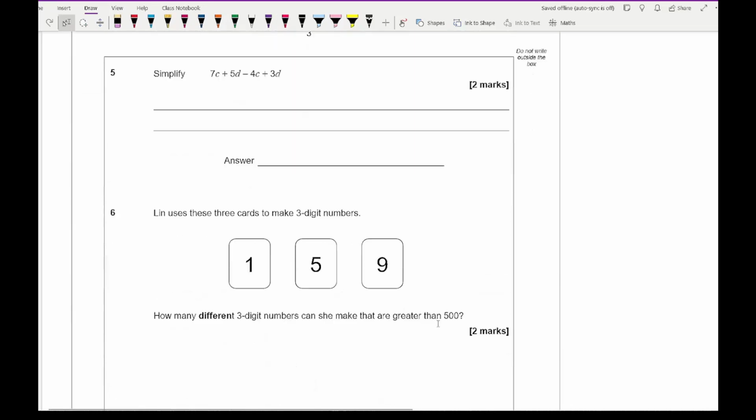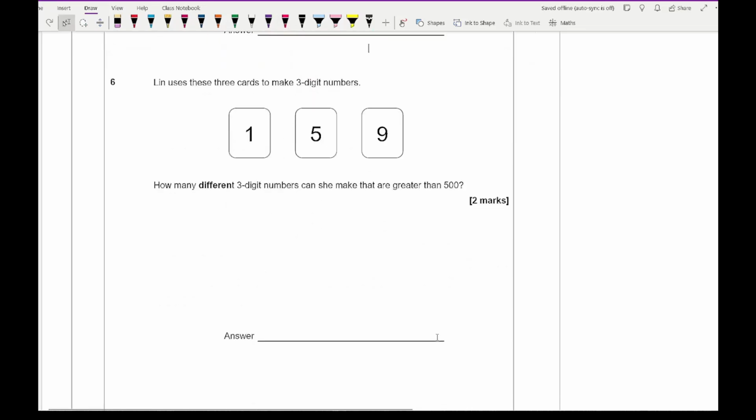Then for question 5, it says simplify this expression. So we've got C's and we've got D's. So if I simplify the C's, I've got 7 take away 4, which is 3. And then if I work with the D's, I've got 5 plus 3 rather, which is 8. So it's 8D.